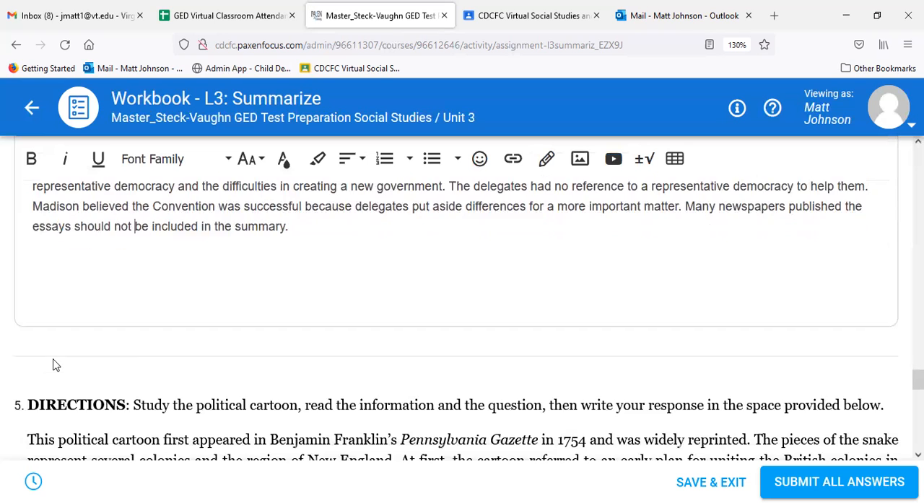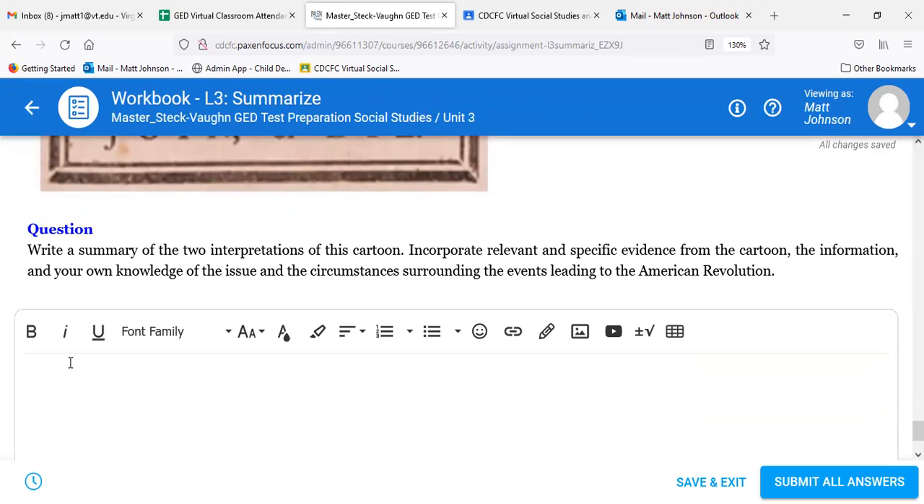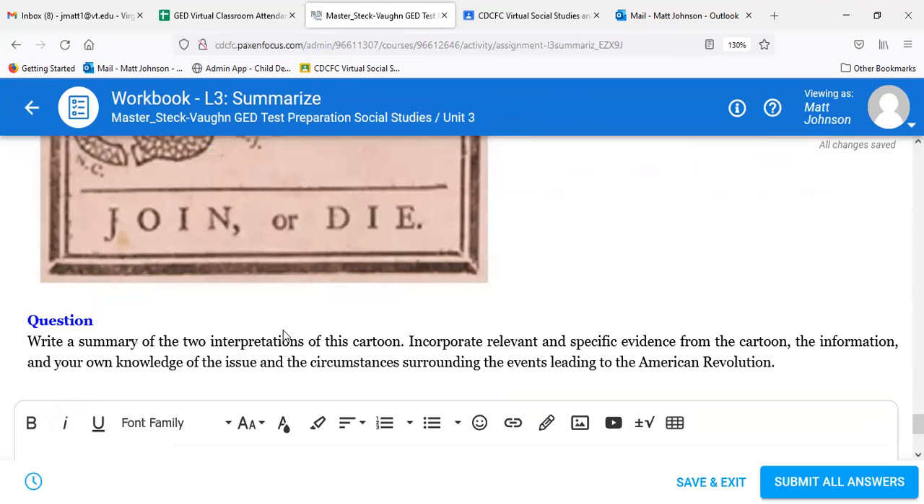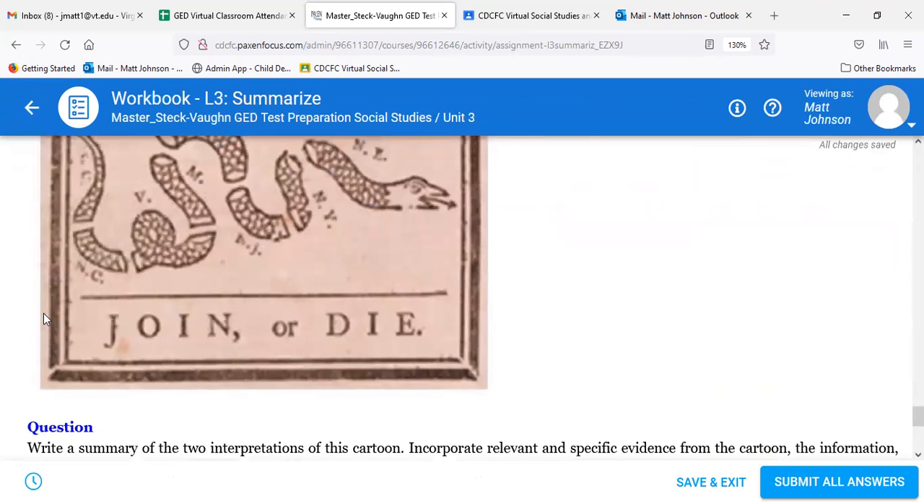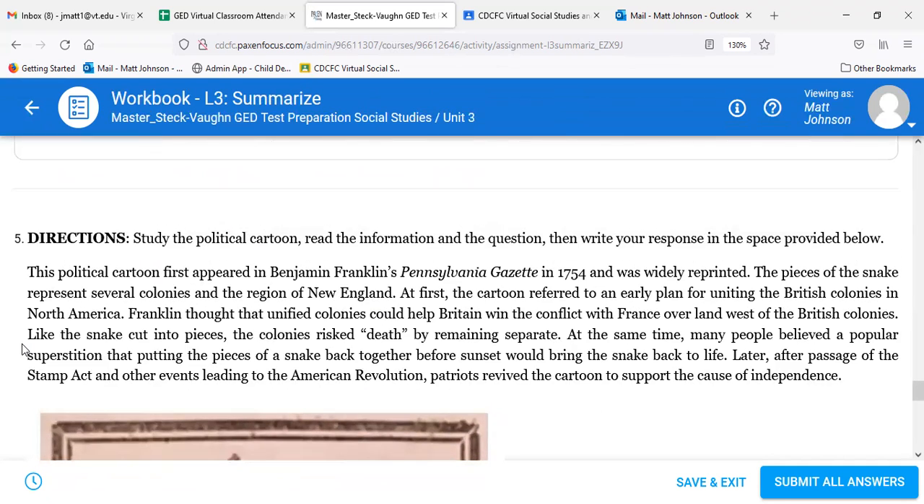And the next one will be the same thing. Let's look at the directions first. So this one's going to be a little simpler, I think. Write a summary of the two interpretations of this cartoon. Incorporate relevant and specific evidence from the cartoon, the information, and your own knowledge of the issue and the circumstances surrounding the events leading to the American Revolution. So, we have the cartoon here. The text is going to be what's really important, but you need to understand what the cartoon looks like. And what we have in the text.